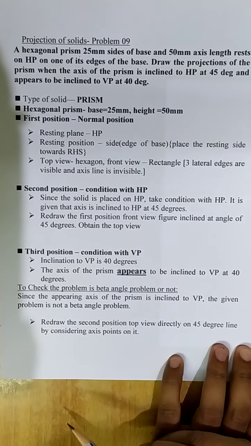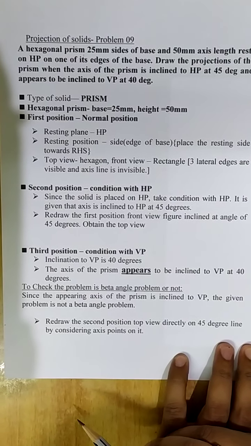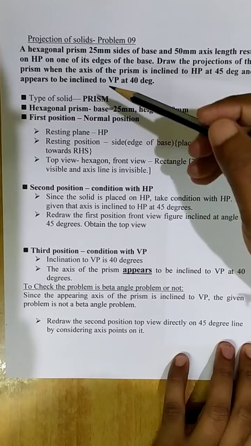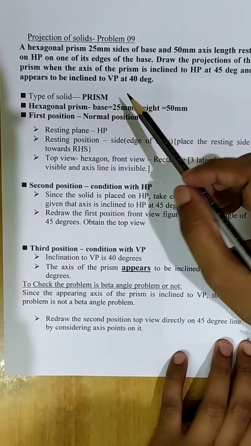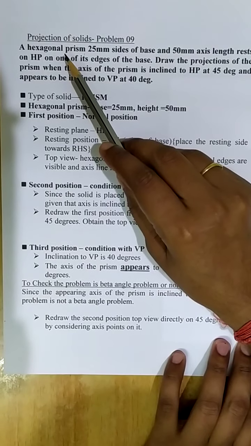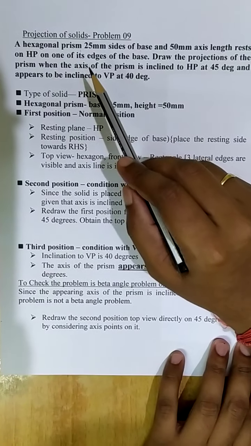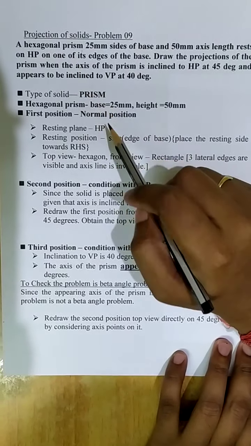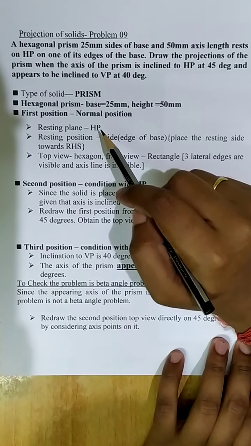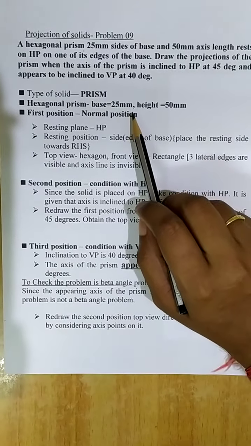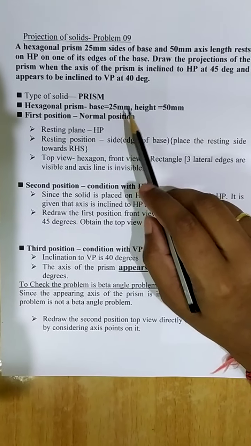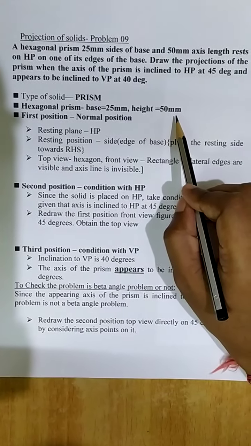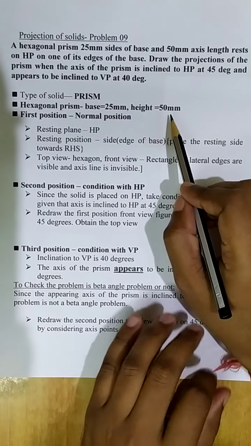So in this question, it is a solid problem, and what type of solid is it? It is a prism. And what type of prism? It is a hexagonal prism. A hexagon has 6 sides and the interior angle of a hexagon is 120 degrees. And what are the dimensions? The base side is 25 mm and the height is 50 mm. So this is the hexagonal prism that they have given the dimensions for.